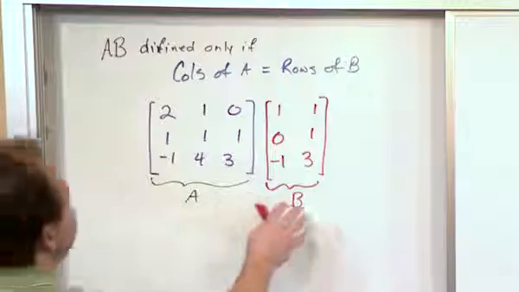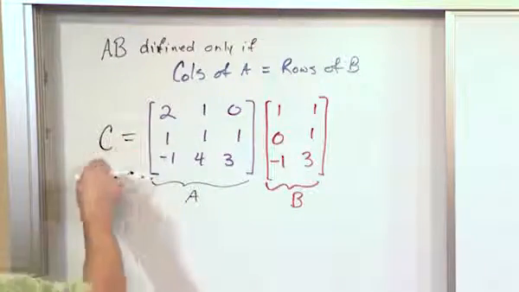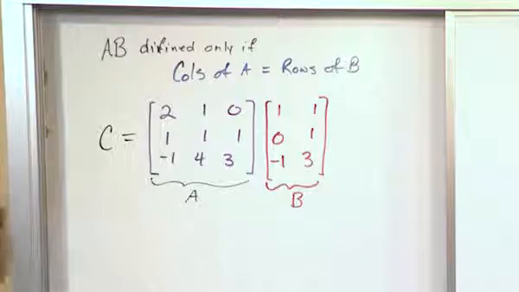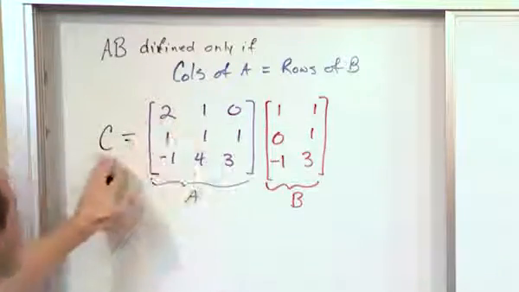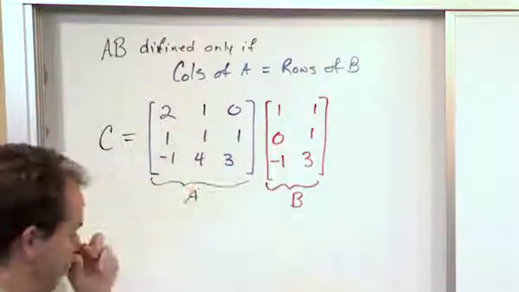So here's matrix A, here's matrix B, and we're going to say that that's equal to some matrix C. So we're going to do this multiplication. The product is, we're going to call it a new matrix called C. And we're claiming that this is possible because of this rule up here.